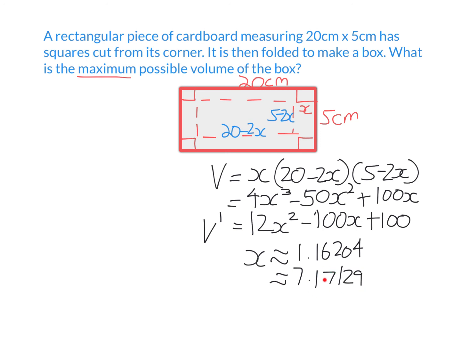So if we think about 7.17, well, that's problematic because 5 minus 2 times 7.2 would give you something negative. You can't have a negative dimension for a box. So it turns out this one is not going to be possible. It's actually going to give us the minimum possible value, which is a negative value and not possible. But if the side length of these squares is about 1.16, if we substitute that into our original volume equation, we get a volume of about 55 centimeters cubed. And it turns out this is going to be a maximum. We don't really need to prove that it's a maximum. We just know this is the maximum possible value obtained using calculus.